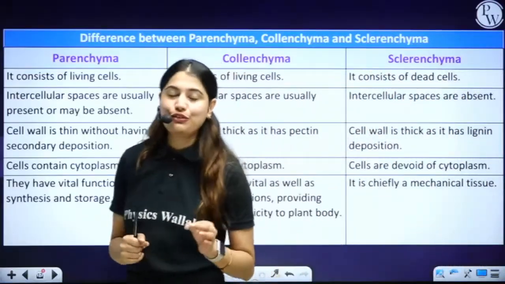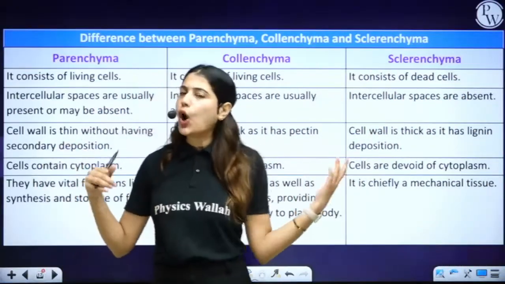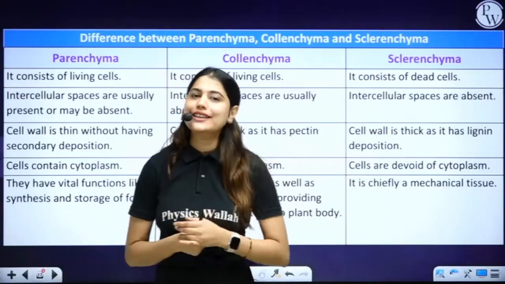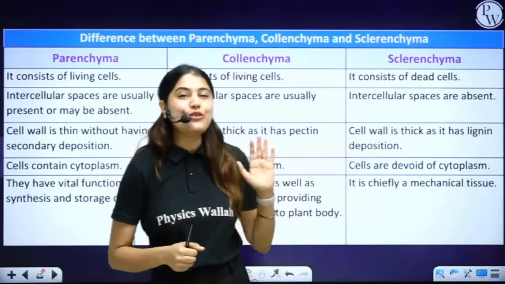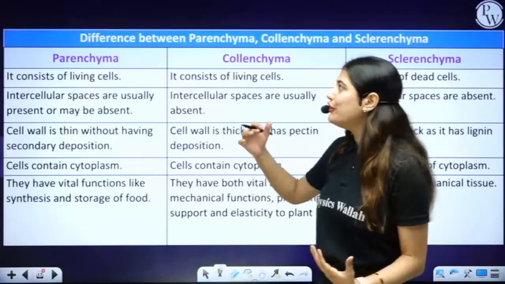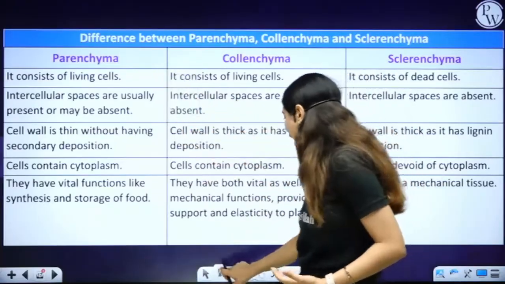I have a table for you so that we can easily remember all the three types, and hence this will help us to see the difference between the three of them as well. The very first thing is the type of cell they have, either living or dead. So if we talk about the parenchyma, they have living cells.